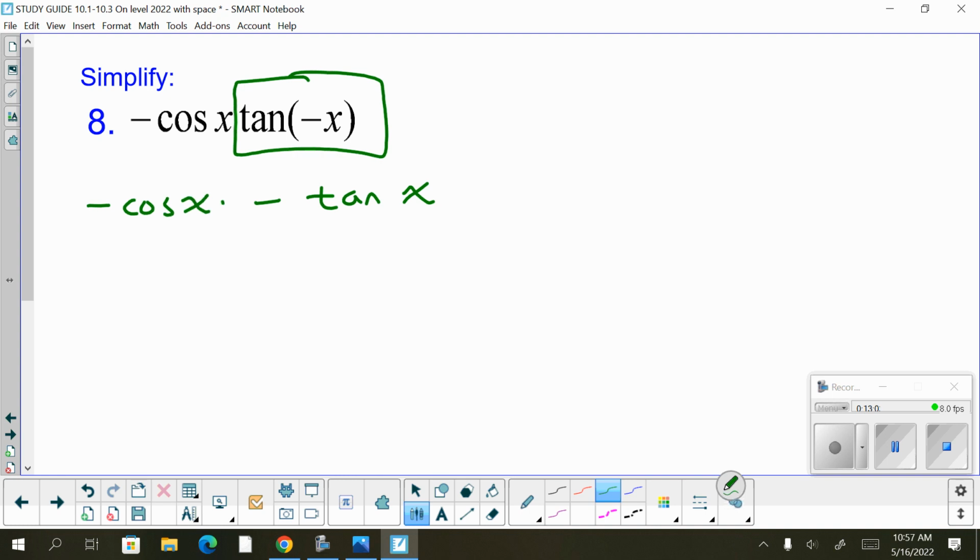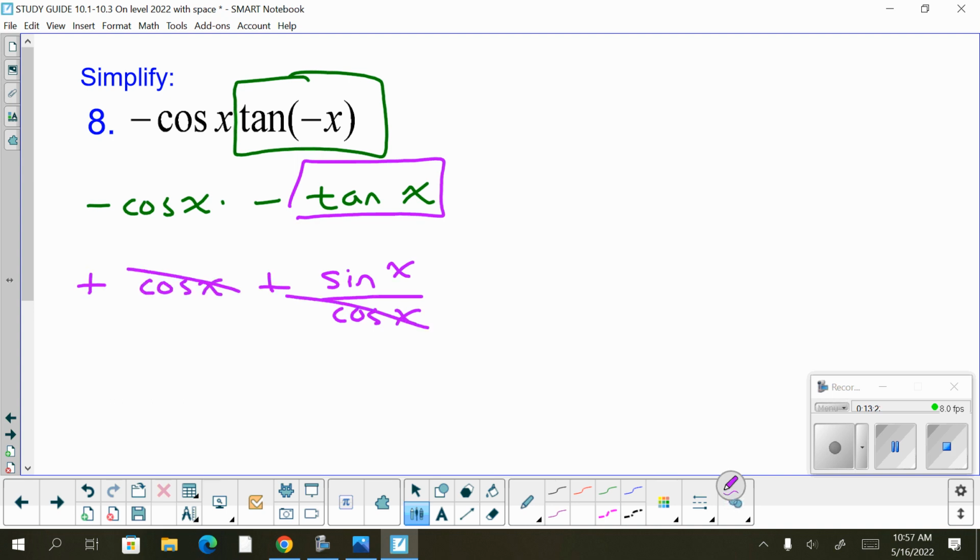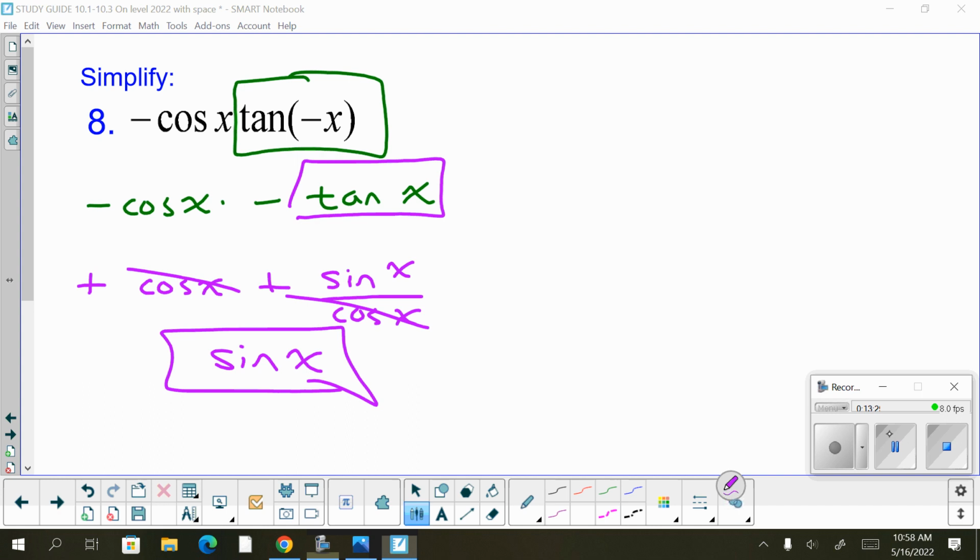The next thing we're going to do is replace this tangent. This tangent can be replaced with a sine over cosine. The identity I'm using is called a tangent and cotangent identity, the second one down. Now we have double negatives, which will turn to be positive, and the cosines, which will cancel. So the only thing we have left is a sine of x.